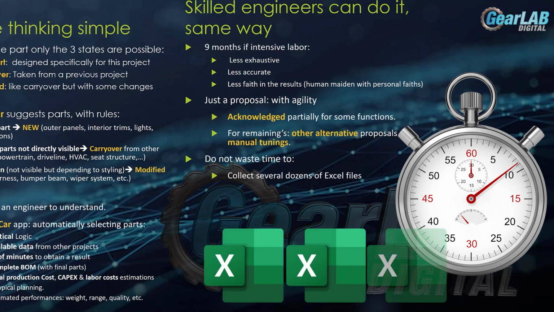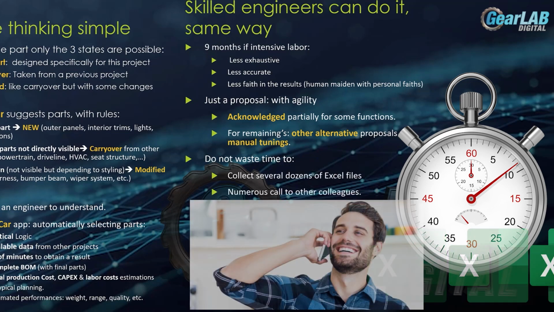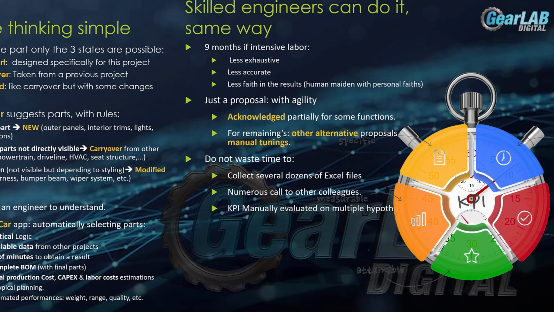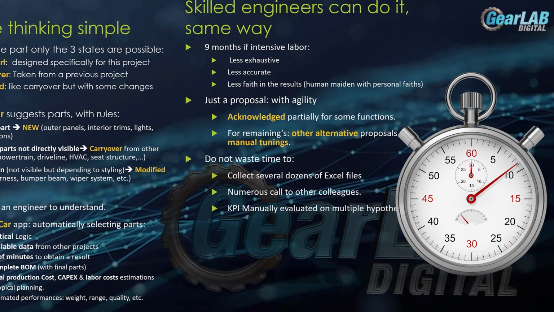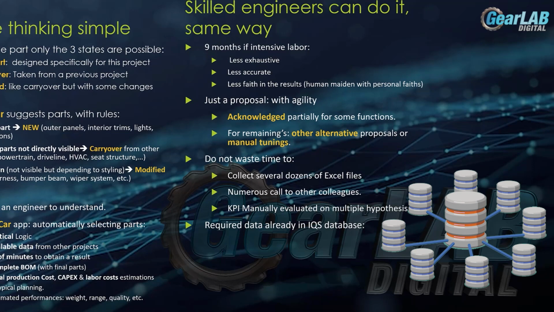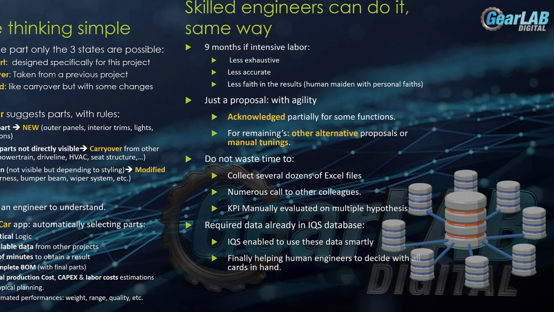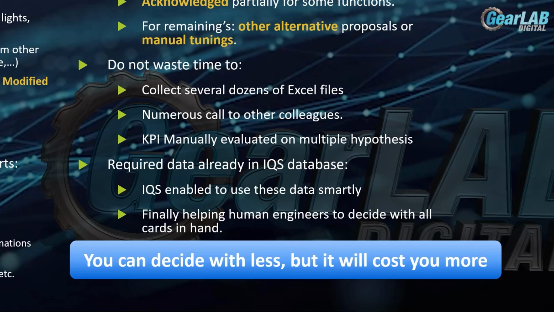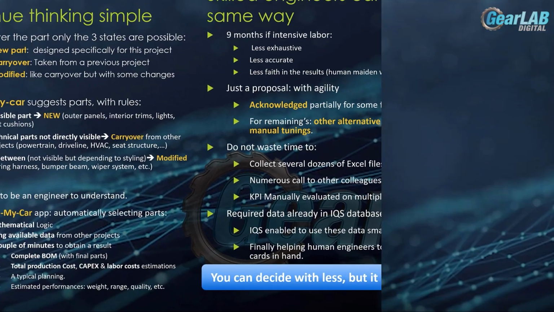To collect several dozens of Excel files. Call relentlessly dozens of colleagues to obtain tiny information. To create tables and KPIs for several hypotheses to choose the best one, all manually done. All required data is already in the IQS database. And the IQS Smart Engine is enabled to use it with mathematical rigor, fast and accurate. Then the final engineers in charge will use the smart data to decide, with all cards in hand. You are certainly able to make big decisions with less data. But it will cost you more.